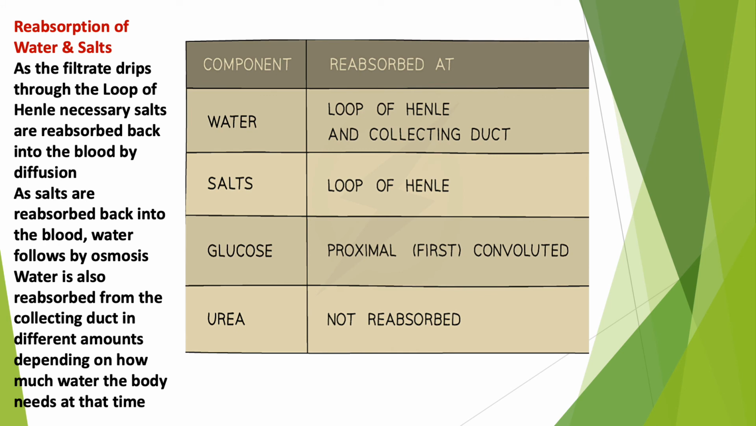Reabsorption of water and salts. As the filtrate drips through the loop of Henle, necessary salts are reabsorbed back into the blood by diffusion. As salts are reabsorbed back into the blood, water follows by osmosis. Water is also reabsorbed from the collecting duct in different amounts depending upon how much water the body needs at that time.